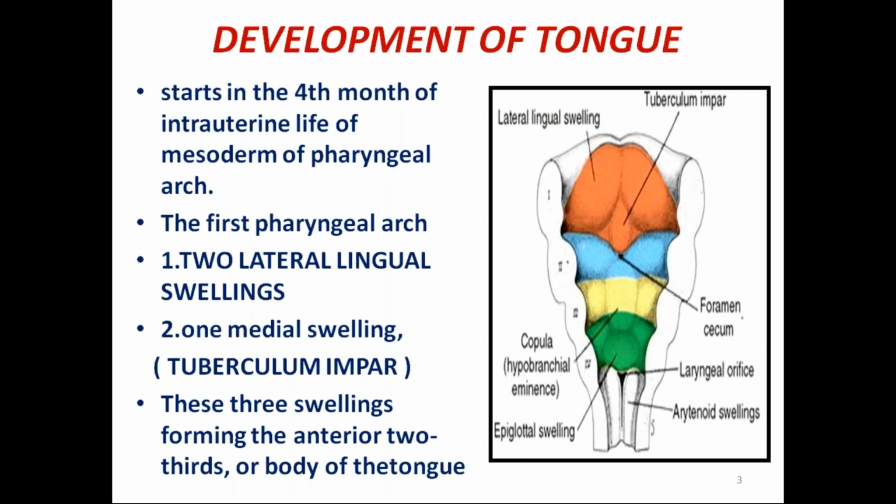So coming to development of the tongue. Starting in the 4th month of intrauterine life, the mesoderm of the pharyngeal arches is where the tongue develops, including 4 pharyngeal arches. The first pharyngeal arch gives 2 lateral lingual swellings and 1 medial swelling, that is the tuberculum impar. And these 3 swellings form the anterior 2/3 of the body of the tongue.